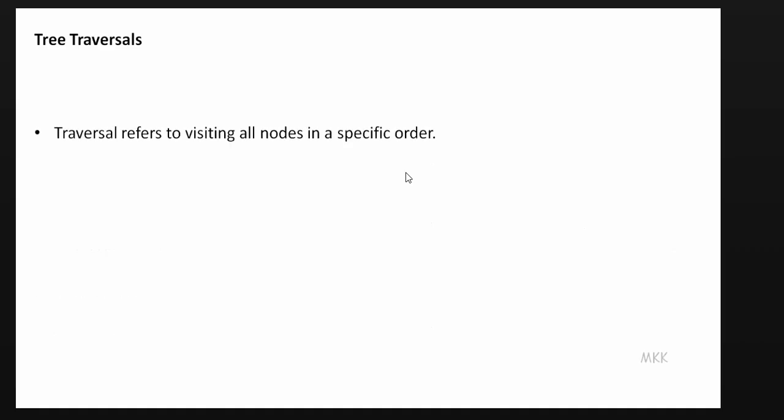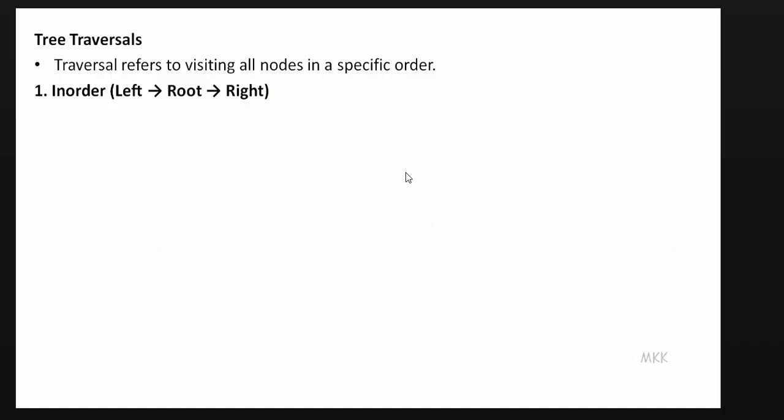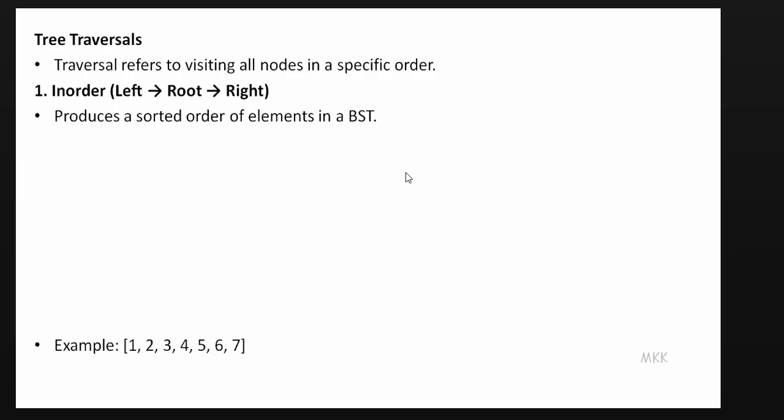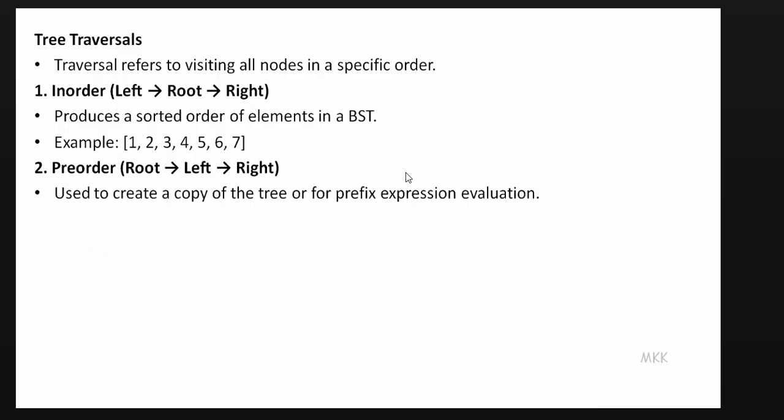Coming to tree traversals in a binary search tree: traversal refers to visiting all nodes in a specific order. In-order is left, root, right. We already briefed this at the start, but here we are going step by step. It produces a sorted order of elements in a BST. Example: 1, 2, 3, 4, 5, 6, 7 are our values. Pre-order is root first, next left, next right, used to create a copy of the tree or for prefix expression evaluation.